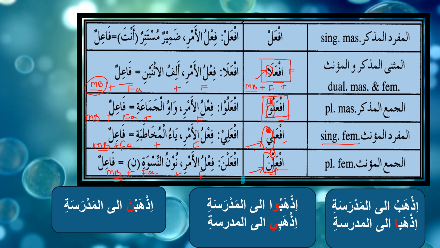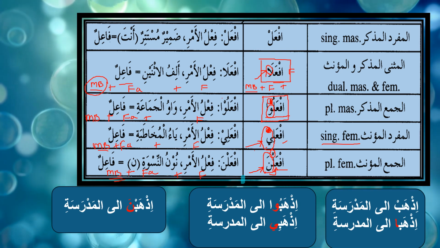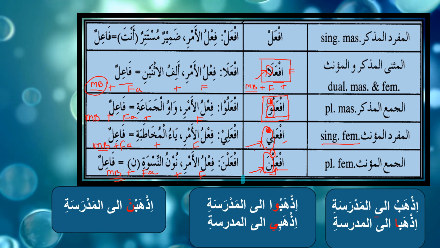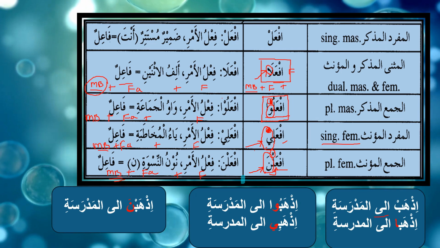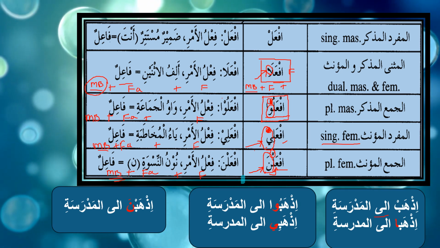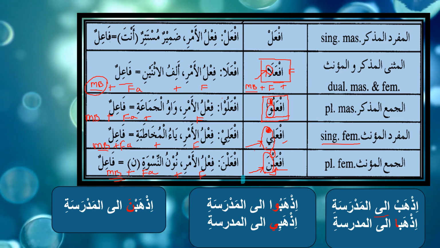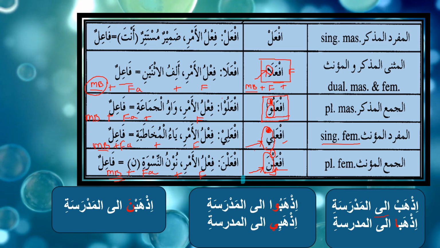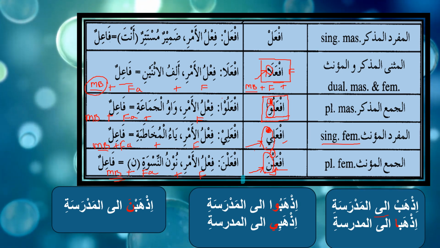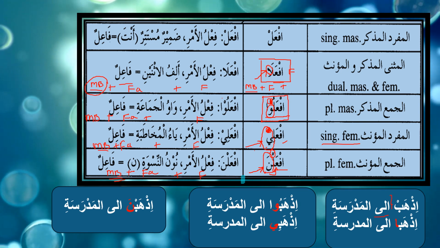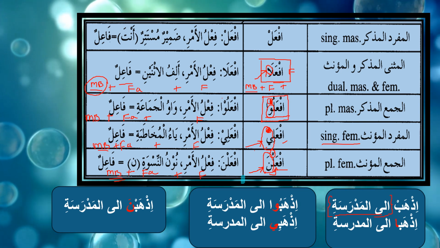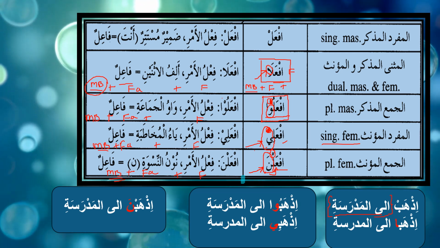Actually, I should have taken a simple noun, but I took a harf jar with it. So one may ask, where is the maf'ulun bihi? The maf'ulun bihi can be a single noun, or it can come as a sentence. In this case, there is the shibh jumla, which is in the place of maf'ulun bihi. The whole sentence is in the place of maf'ulun bihi.